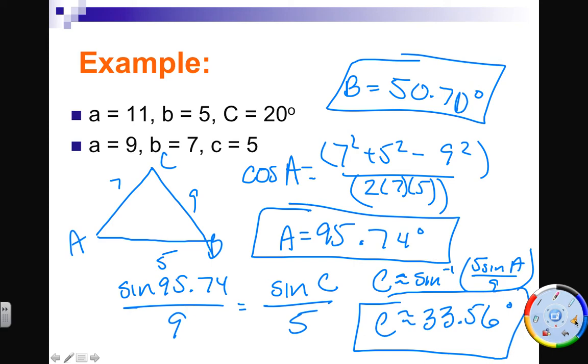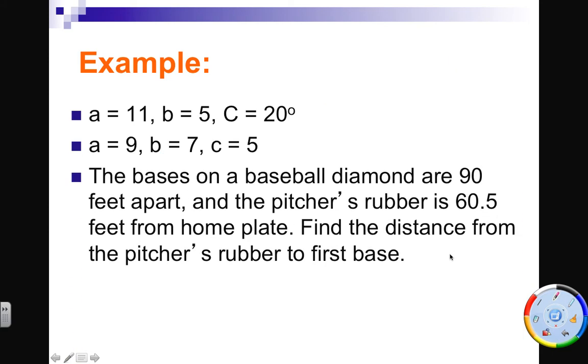Okay, last one here is going to be a word problem, obviously. The bases on a baseball diamond are 90 feet apart, and the pitcher's rubber is 60.5 feet from home plate. Find the distance from the pitcher's rubber to first base. Now, some people don't exactly know what I'm talking about here, but we're looking at a baseball diamond.